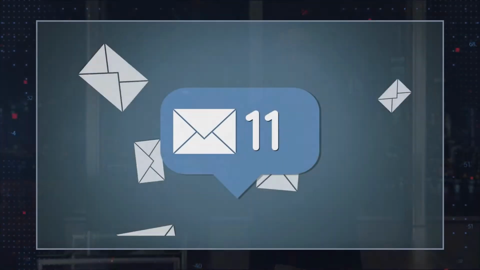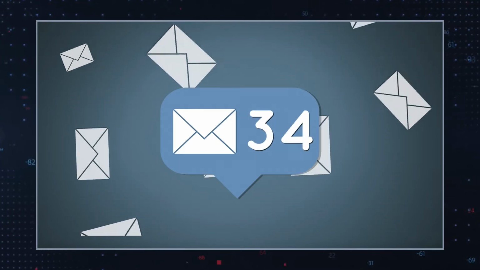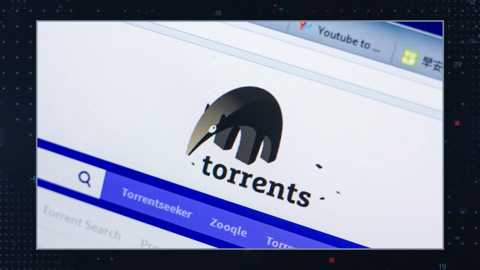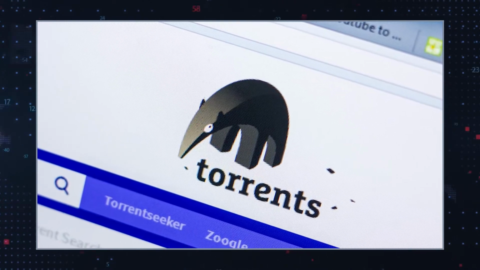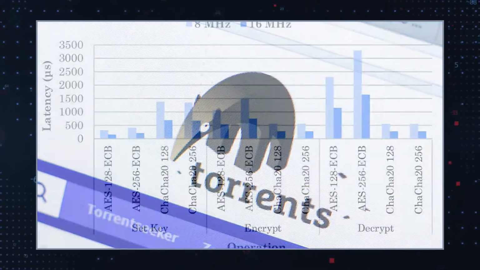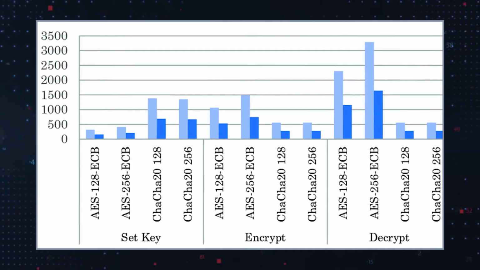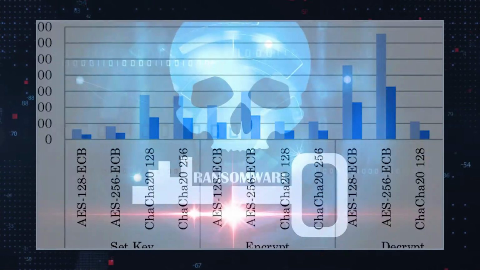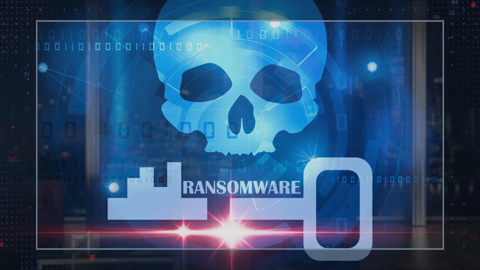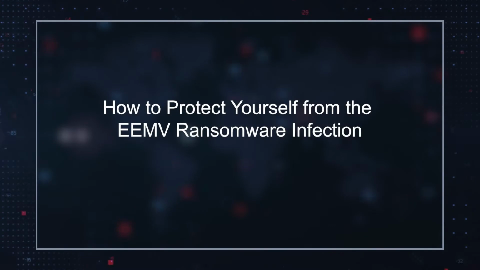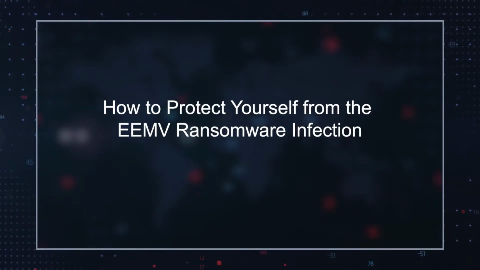EEMV ransomware spreads similarly to most ransomware infections, generally delivered via malicious spam emails or unreliable third-party websites. Once it accesses the targeted system, EEMV ransomware utilizes the AES cipher algorithm to encrypt important files and then demands a ransom for the decryption key. The decryption key costs $980, but the cybercriminals will offer a 50% discount if contact is established within the first 72 hours after infection. How to protect yourself from the EEMV ransomware infection.